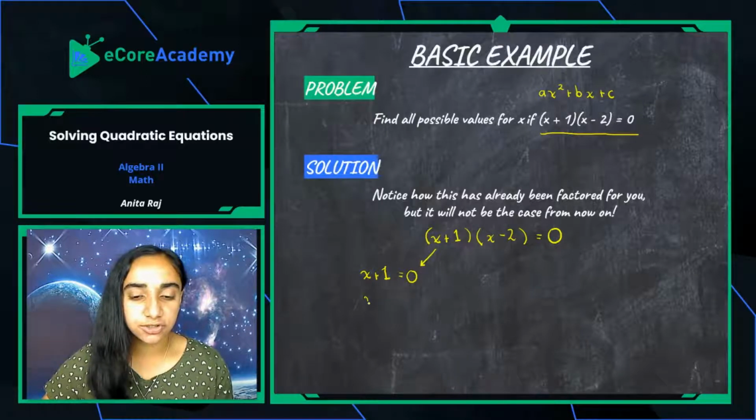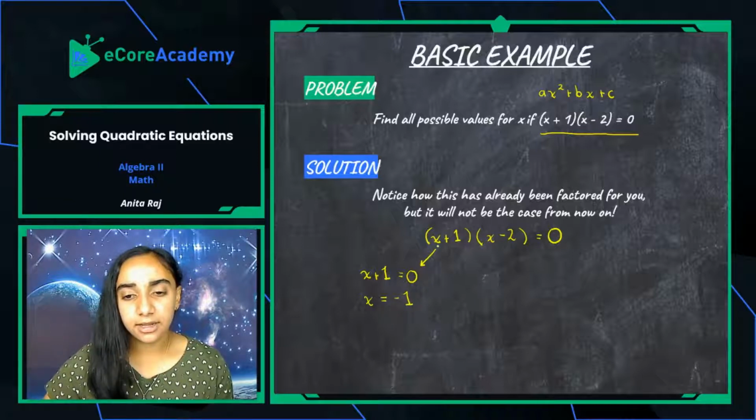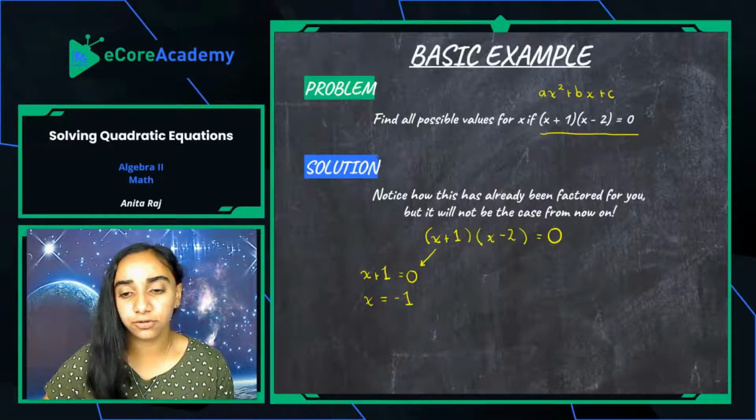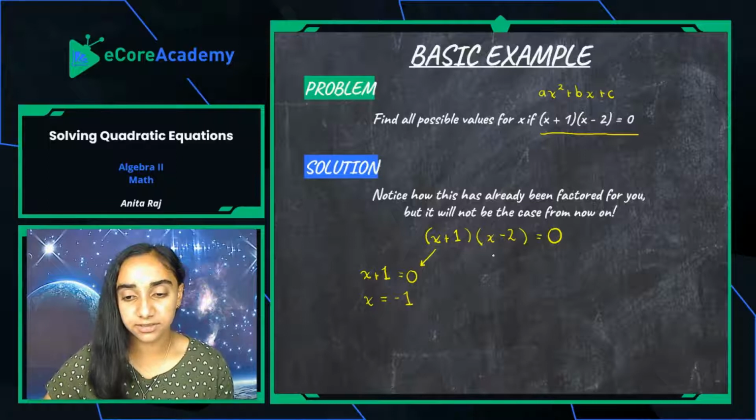Next, you want to just do simple algebra, and you want to subtract 1 from both sides, and you get x is equal to negative 1. If you plug this back in, negative 1 plus 1 is equal to 0. And if you put negative 1 into this equation, negative 1 minus 2 is negative 3. Because the first set of parentheses is already equal to 0, 0 times negative 3 equals 0. So you don't need to worry about the second set of parentheses.